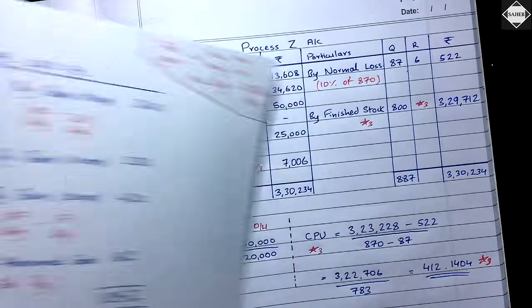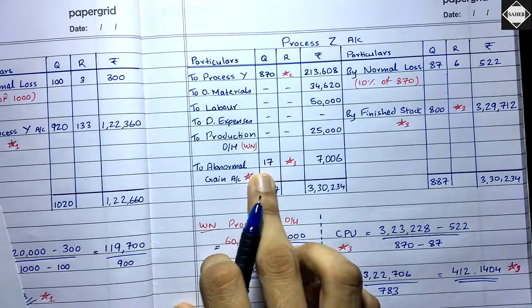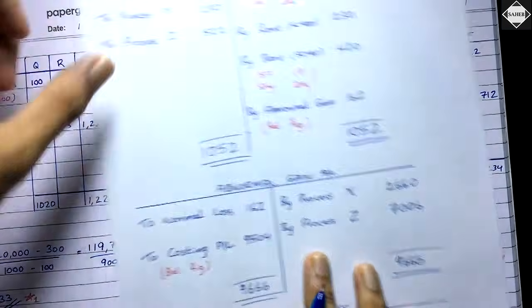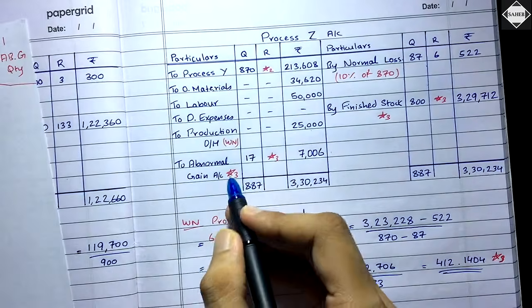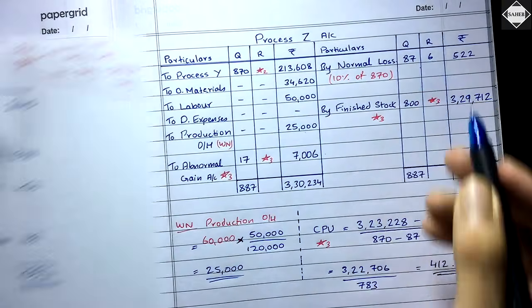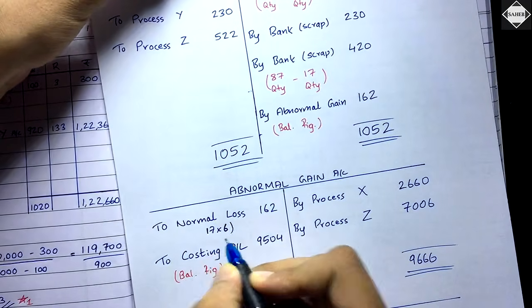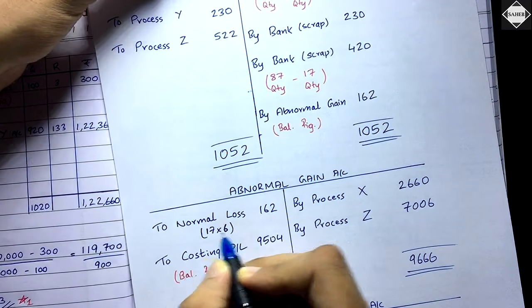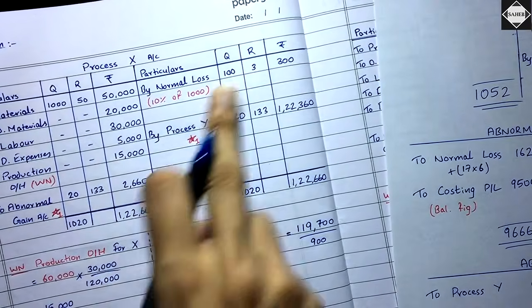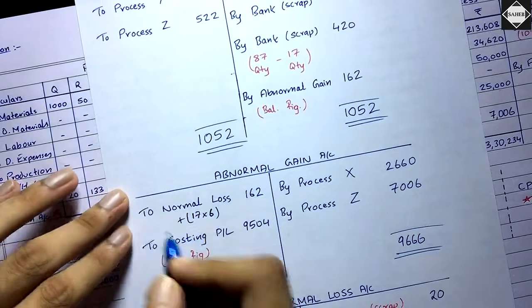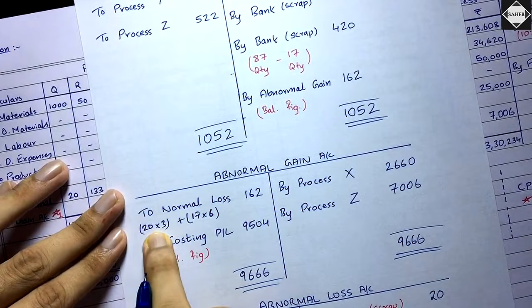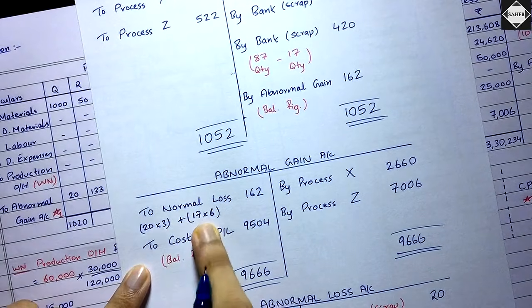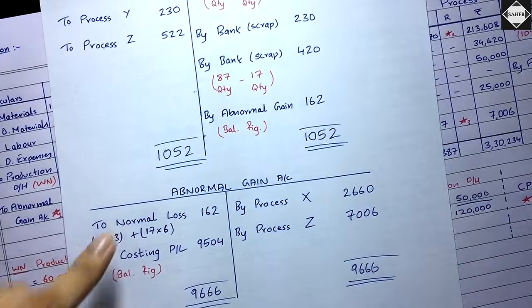See, abnormal gain was there, right? In which process was abnormal gain there? Abnormal gain was there here of 17. So you have to take that. This is how you have to calculate: 17 into rupees 6, as the scrap value was rupees 6 in that process. And then one more abnormal gain was there in process X, 20, and the scrap value was 3. So 20 into 3. Did you understand this? Abnormal gain into the scrap value in that process. If you do that, then you will get 162.